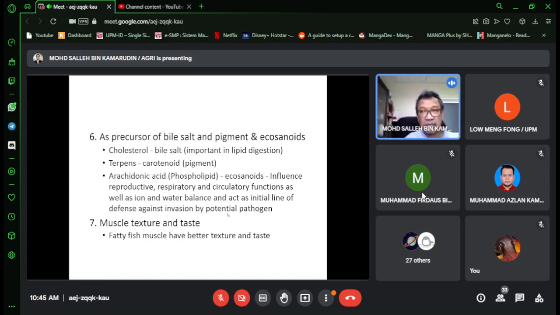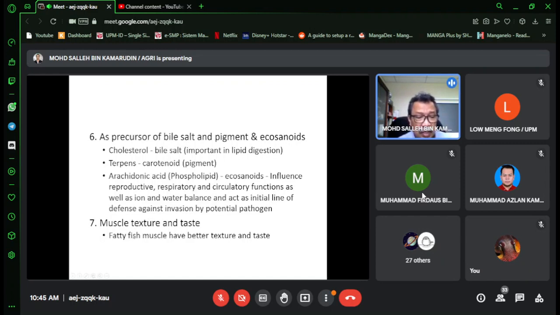Macam ada baru ni my students, 2 of my students did this study. They found that using phospholipid, dia punya survival of fish is better bila kita challenge dengan bacteria, pathogenic bacteria. So it's very important. Phospholipid is very important in that case. Alright, dia tak sebut sini tadi precursor.